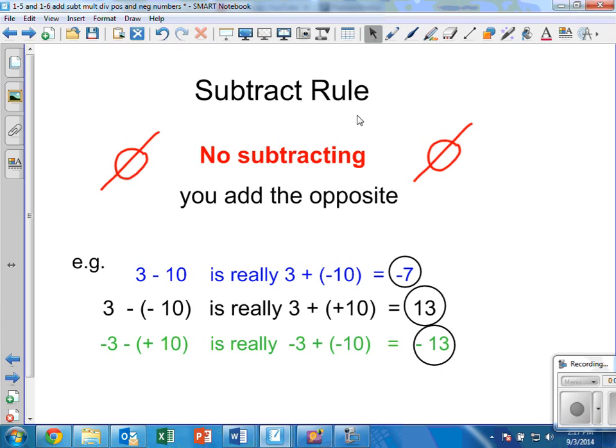So you see the subtract rule is that you really don't have a subtract rule. You just change it all to adding. And you're adding positives and negatives.